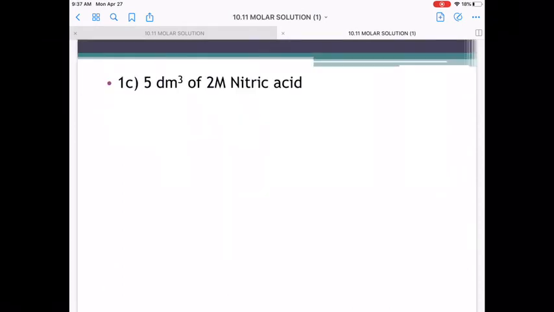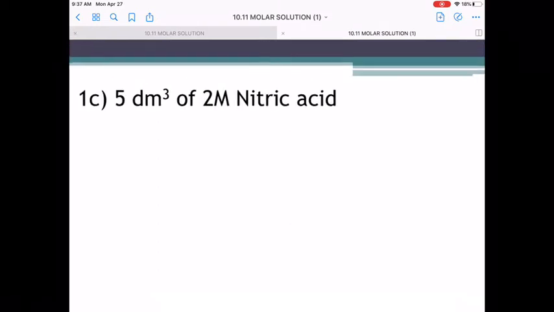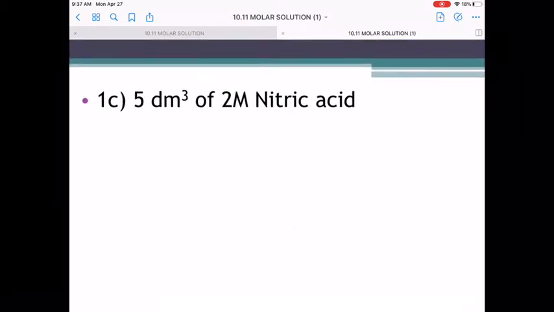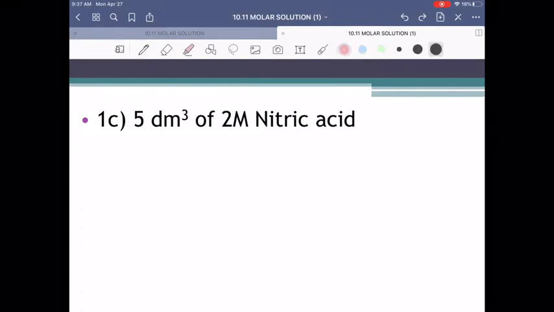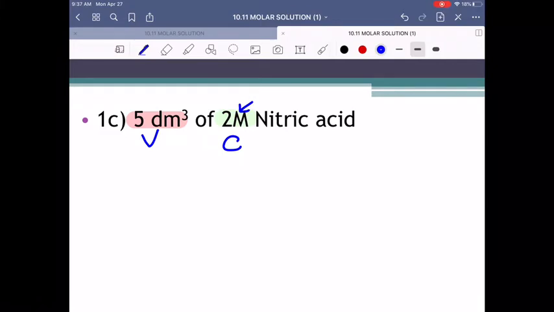What if you're given 5 dm cube of 2 molar nitric acid? Let's highlight what is given here. This is the volume, this is the concentration. Let me label, this is your volume, this is your concentration, letter C. This one is mole per dm cube.